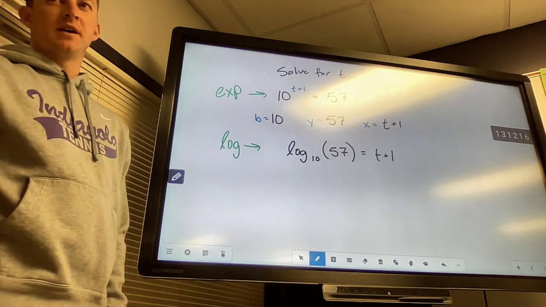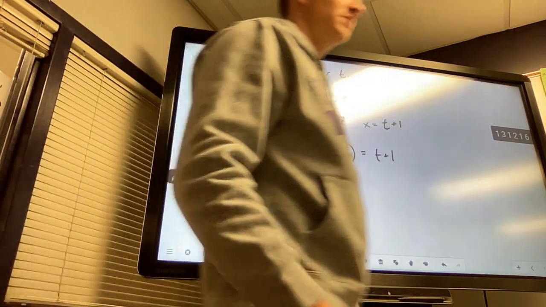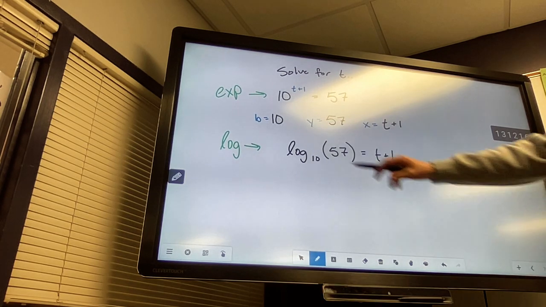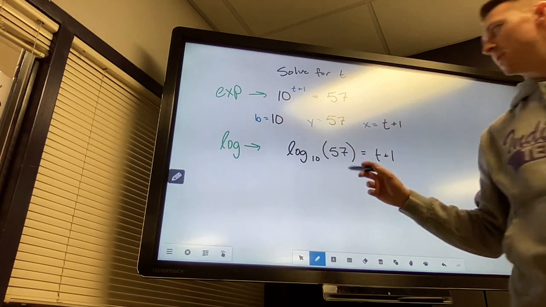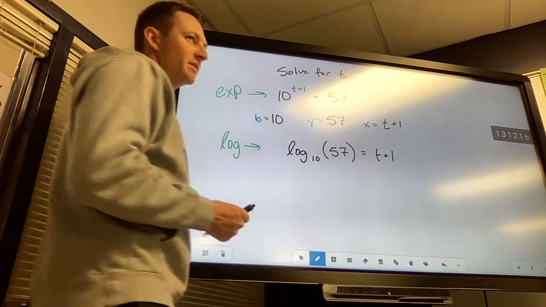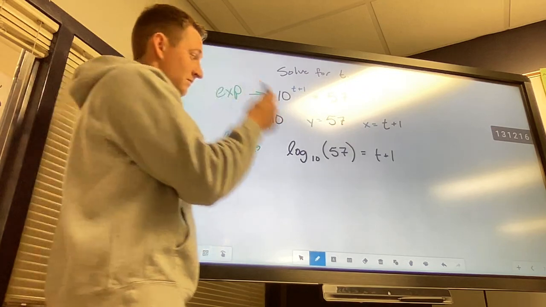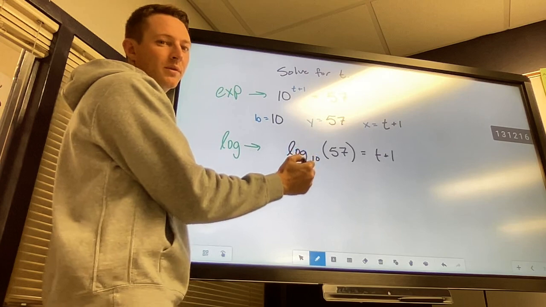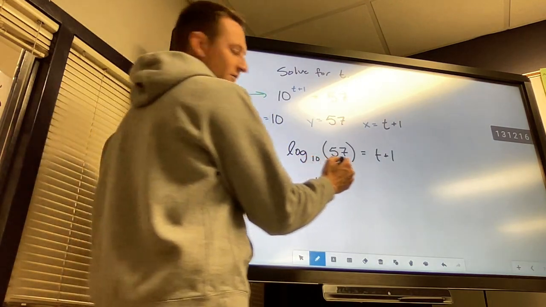So get your calculators out. We're going to hit the log button, second down on the left. So hit the log button. Do we need to type in the base 10 or does the calculator assume it? It assumes it, right? So just put log of 57 and tell me what you get. Round to four decimal places. Should be like 1 point something. 1.7559.